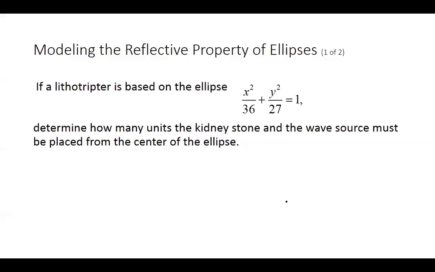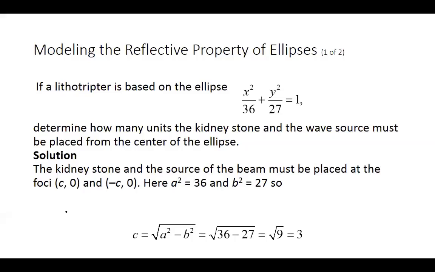If a lithotripter is based on the ellipse, this is the equipment for kidney stones. It's given to us as x squared over 36 plus y squared over 27 is equal to 1. Determine how many units the kidney stone and the wave source must be placed from the center of the ellipse.